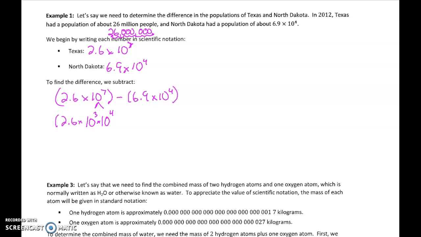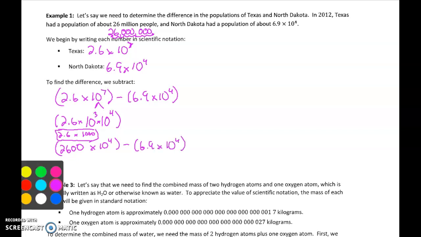So, we get 2.6 times 10 to the 3rd times 10 to the 4th. Well, 10 to the 3rd right here is 1,000. So this ends up being 2.6 times 1,000. And if you do 2.6 times 1,000, you get 2,600. So this becomes 2,600 times 10 to the 4th. Okay? Once you get there, we're just back to doing the problems like we did originally.